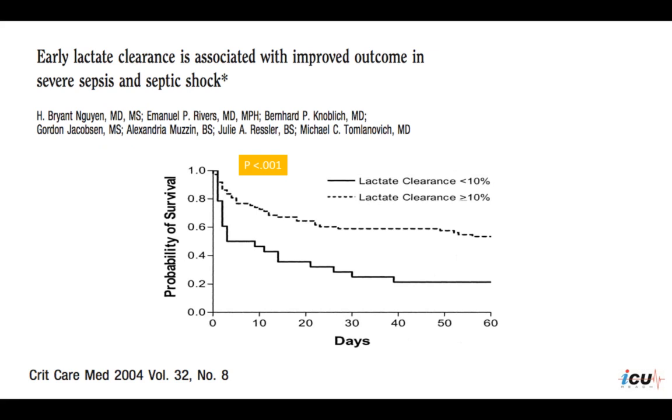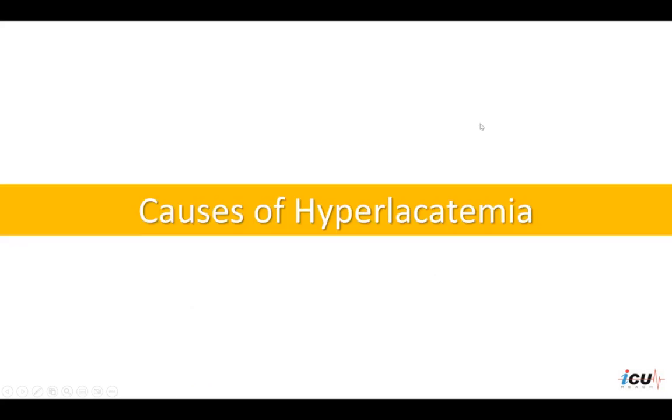Also, the clearance of lactic acid is so important. That's why we monitor lactic acid clearance. So we do the first measurement of lactic acid, and then in 3 to 4 hours we get another measurement to see whether we cleared the lactic acid. Those patients who cleared the lactic acid at a rate of less than 10% had a worse outcome compared to those patients who cleared the lactic acid at a rate of more than 10%. And you can see the difference between the two groups of patients. This is a study that was published in 2004.